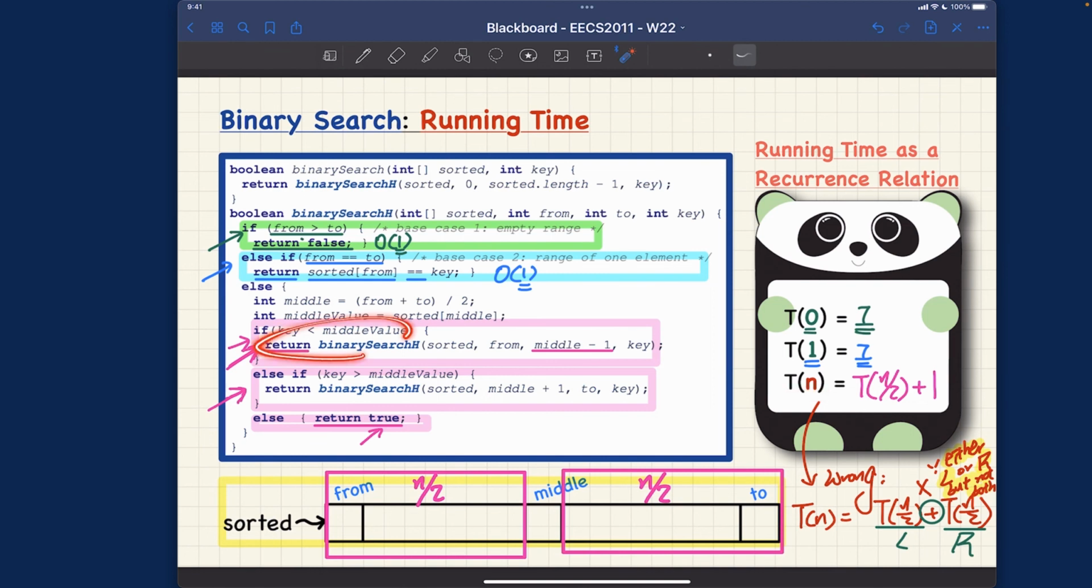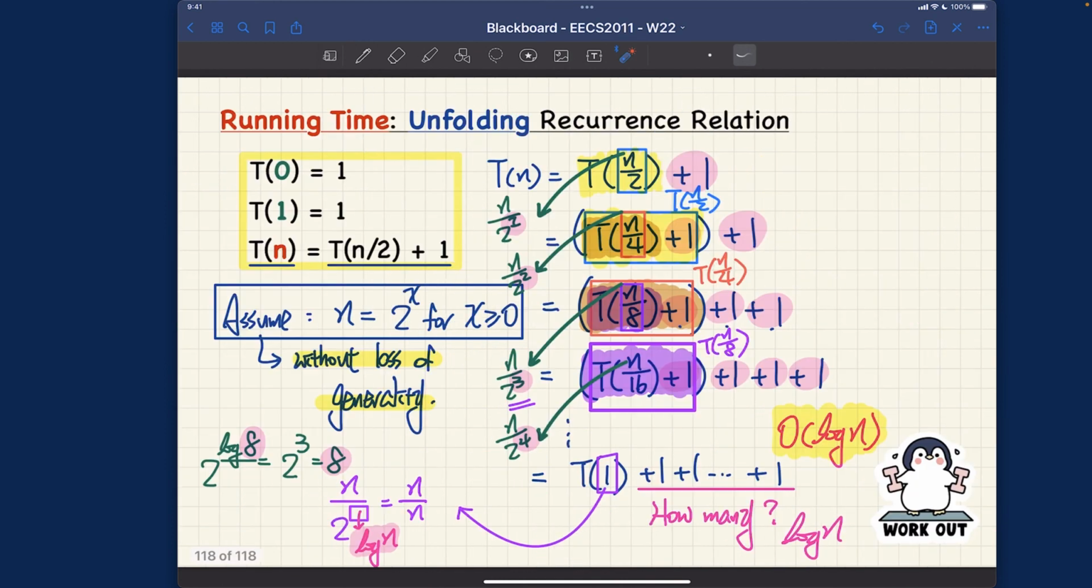And for the recursive case over here, you have to think about what's really the worst case. The worst case would be either we recur on this side or we recur on this side. Either side is okay because the size is going to be half. But the important thing is we don't go to both branches at the same time. So that's why this particular one is actually wrong. It's really important for you to see that. Once we have formulated the running time as a recurrence relation, we have to solve it.